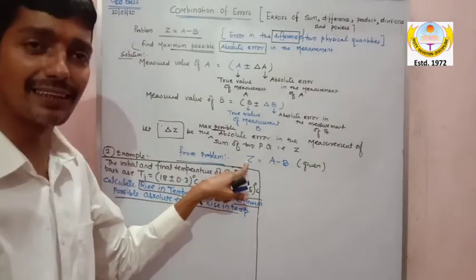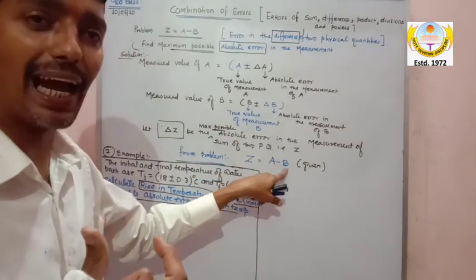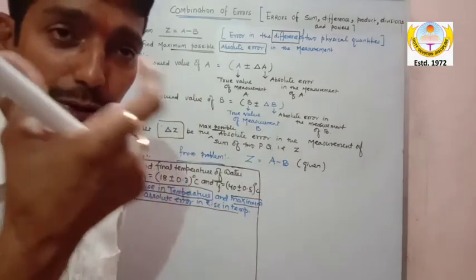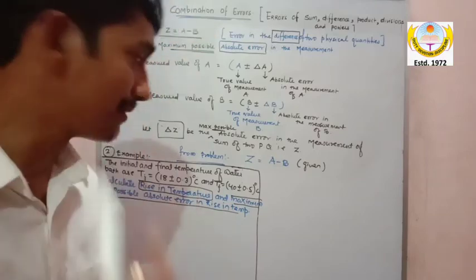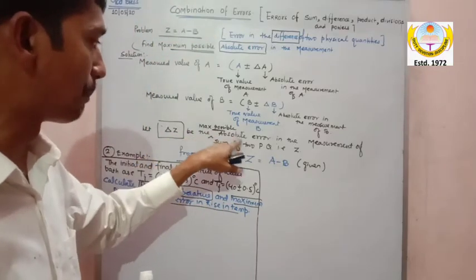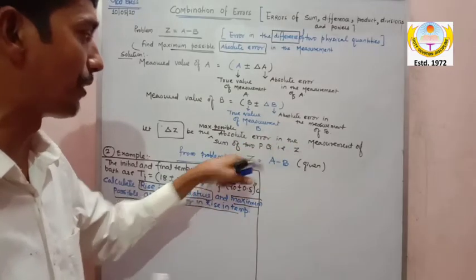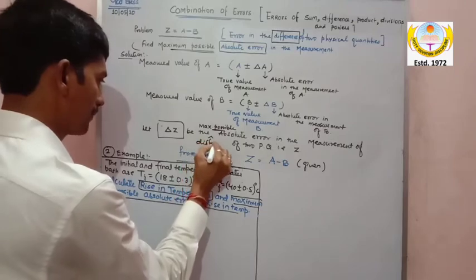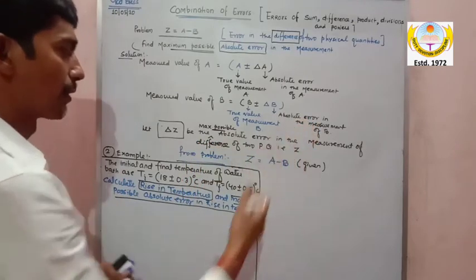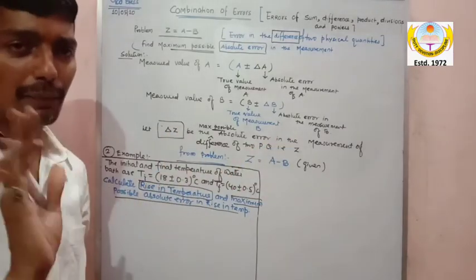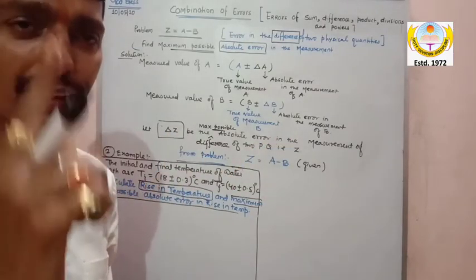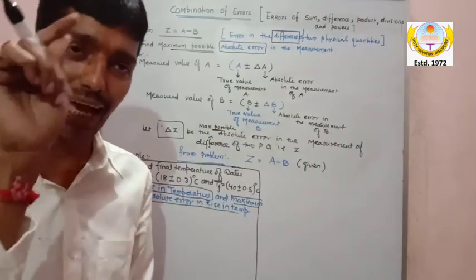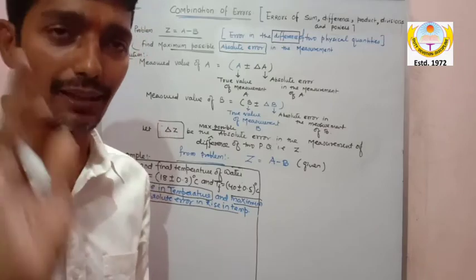Similarly, z is the true value from a and b. When I subtract them, I get z. That is the true value. But delta z is the maximum possible absolute error in the measurement of, here I will change, it is not sum, it is the difference of two physical quantities, that is z. So remember, when I put delta, immediately you should think, this is the error in that measured quantity, the error in the measurement of that physical quantity.